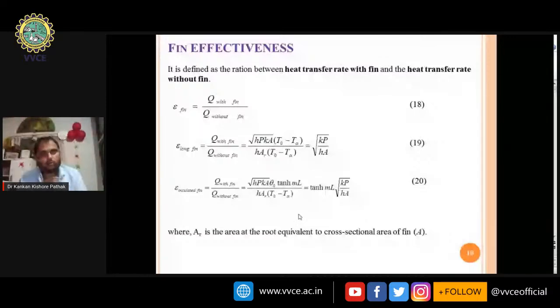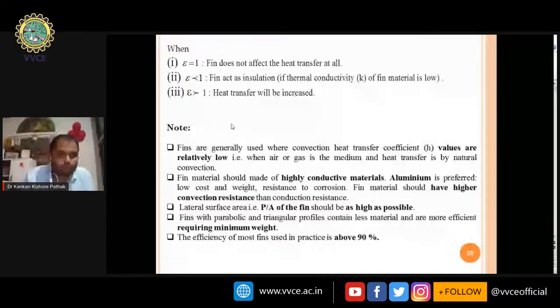Now, when effectiveness is equal to 1, the fin does not affect the heat transfer at all. Whenever the effectiveness is less than 1, the fin actually acts as insulation, that is, if the thermal conductivity of the fin material is low. Similarly, if effectiveness is greater than 1, heat transfer will be increased. That is why, for fin heat transfer, an effectiveness greater than 2 is considered the standard value for which the use of the fin can be justified.